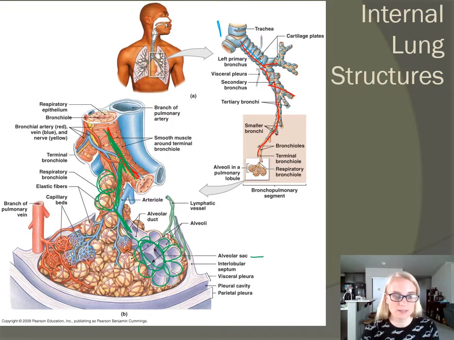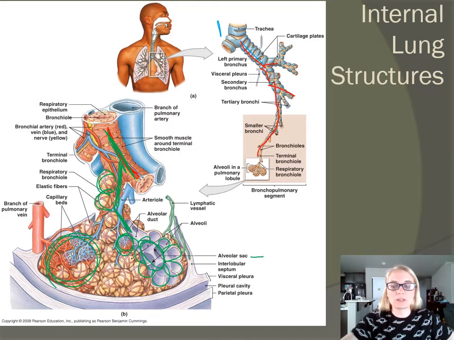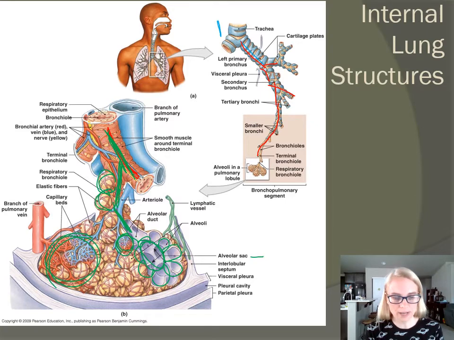If you'll notice, surrounding every single alveolus is a capillary bed. It's not shown completely, but here we can see the capillary beds of the pulmonary circuits. You have to think back to our cardiovascular system. Going from the heart out to the lungs, we are dropping off carbon dioxide and picking up oxygen at these capillary beds at the level of the alveoli.